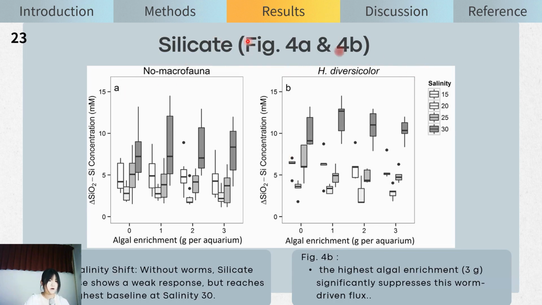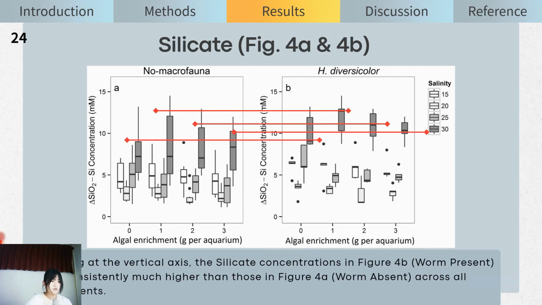The silicate part is figures 4A and 4B. We can see that with low worm presence, silicate release shows a weak response but reaches a higher baseline at salinity 30. In 4B, we can see that high algal enrichment suppresses the flux. Looking at the vertical axis, the silicate concentrations in figure 4B are consistently much higher than those in figure 4A.